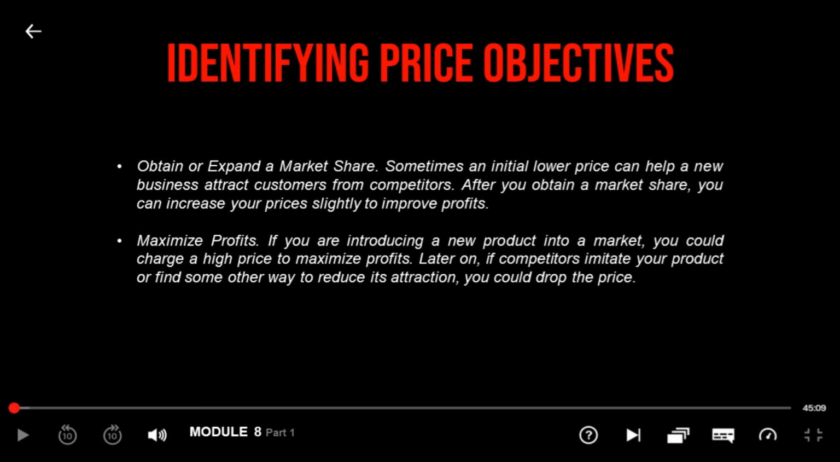So next is maximize profits. If you are introducing a new product into a market, you could charge a high price to maximize profits. Later on, if the competitors imitate your product or find some other way to reduce its attraction, you could drop the price. So example dito katulad kanina, sinabi ko na kapag may new product ka na ni-release, ikaw lang yon, exclusive lang, so you may chance na pataasin mo na yung price ng product na yon. So once na yung competitors mo ginaya yung product na binibenta mo or nagkaroon sila ng other way na ma-attract yung customer, so you can attract then also the customer by decreasing the price.